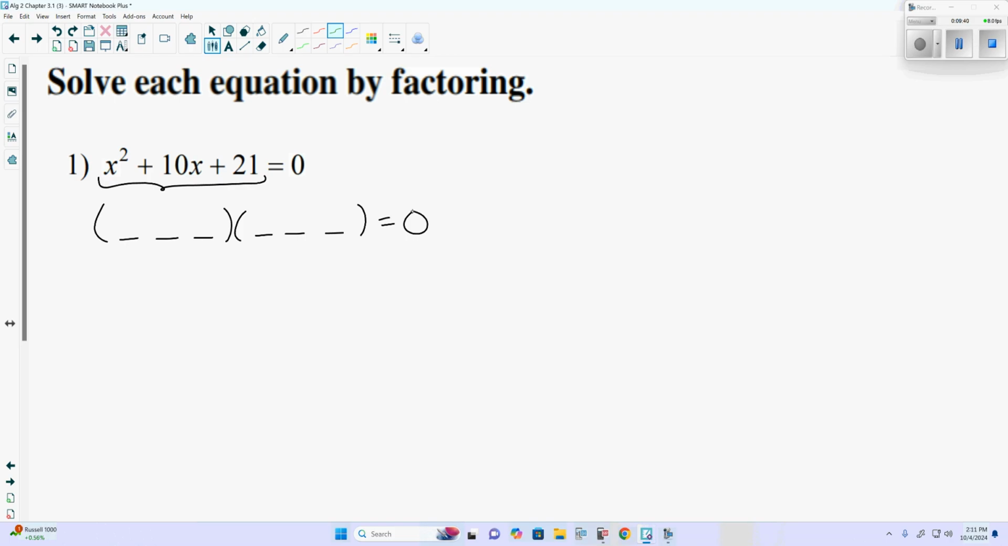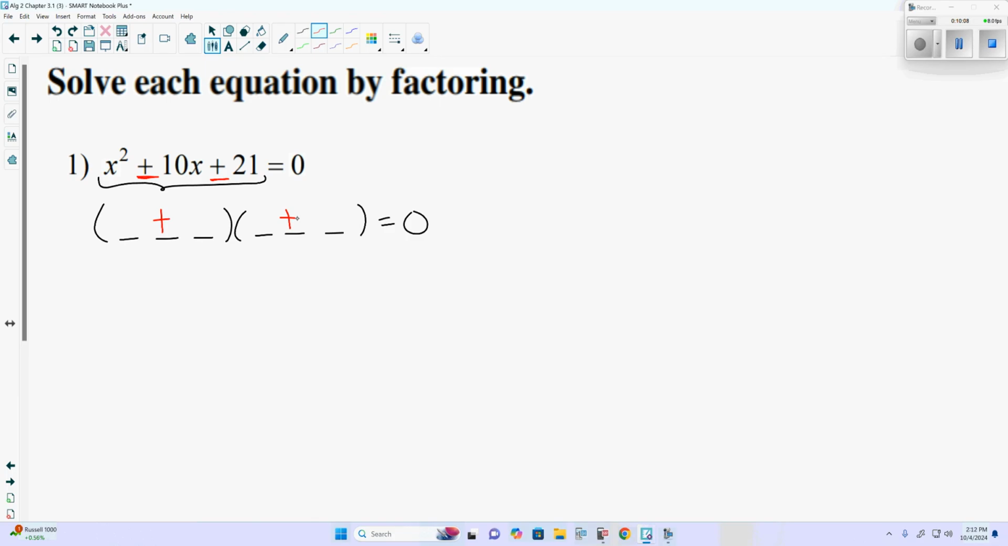Now we need to find the sign. If the third term is positive, the signs are the same and match the sign of the middle term. If the third term is negative, our signs are opposite. So here our third term is positive, so the signs are the same and match the sign of the middle term. Plus and plus. Now we're going to plug our factors in.